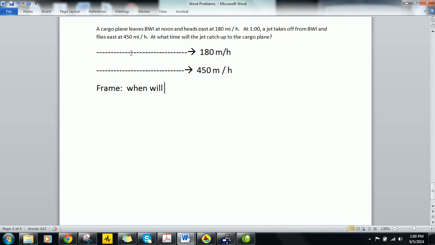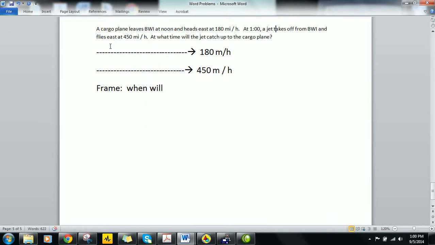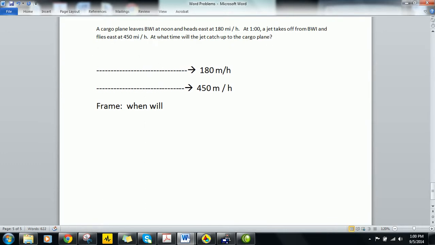So I should label, well, I'll call this D1. So the slow plane, the distance it travels, I'll call D1. And the fast plane, the distance it travels, I'll call D2. So when will D1 equal D2? That's the framing. And once again, I have information about the rates. I'm looking for time, and I don't really know anything about the distances. So I'm going to replace distance with its equivalent, rate times time.